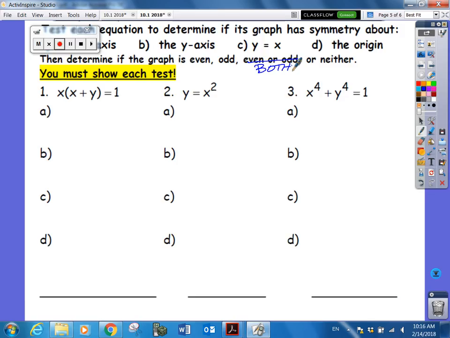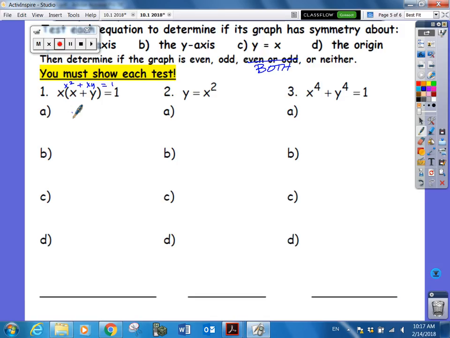So number one, whenever you have x times x plus y, sometimes you have to actually distribute that out. So I'm going to distribute it and say that is x squared plus xy equals 1. Because sometimes the test is better to do when it's actually distributed. It just kind of depends on the problem. And it doesn't matter which one you plug it into, but again, some of them you have to simplify because it's not as easy to recognize when you first plug it in.